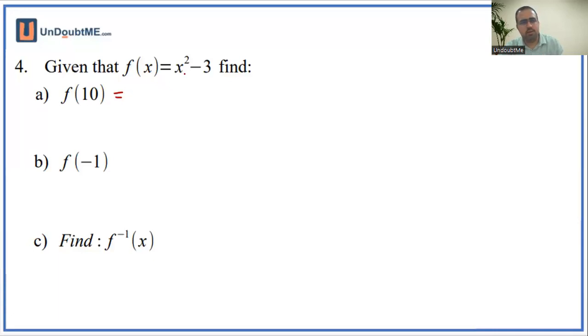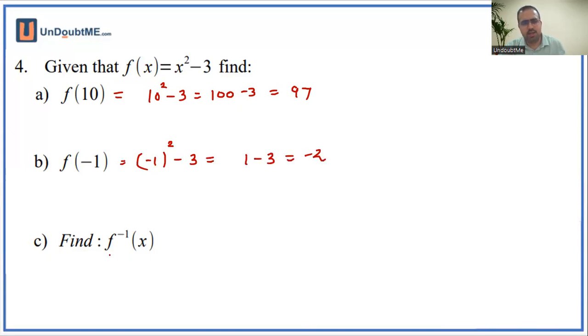Advita, what answer are you getting for that? And 97. Okay, 10 square minus 3, it will be 100 minus 3, that is 97. f of minus 1, how much are you getting? Minus 2. 1 minus 3, that is minus 2. And then f inverse x. So I'm not sure how to do that.